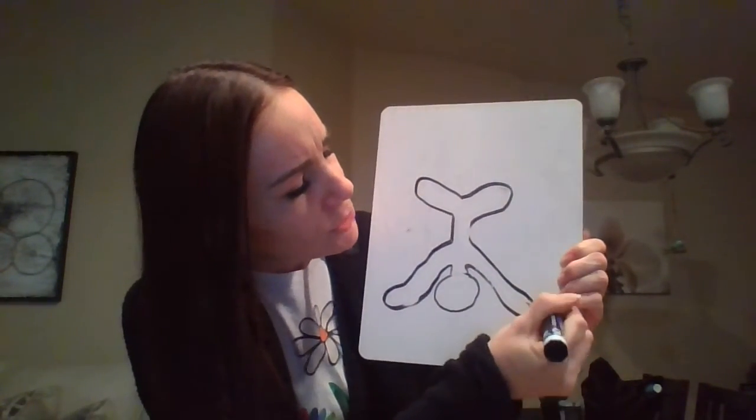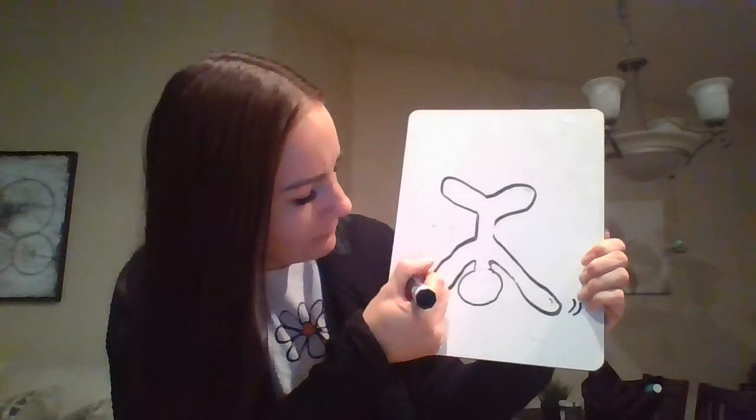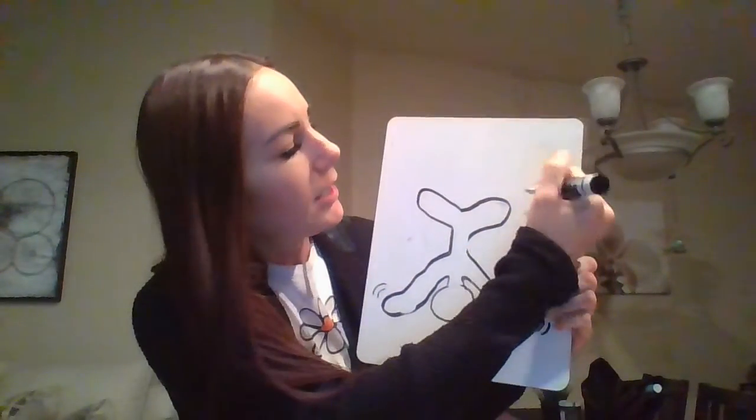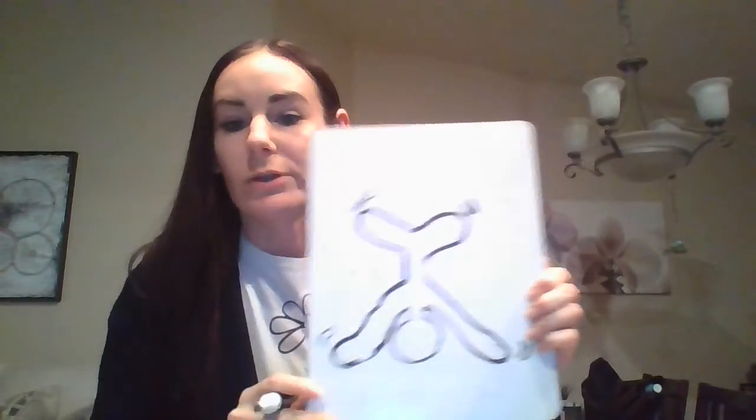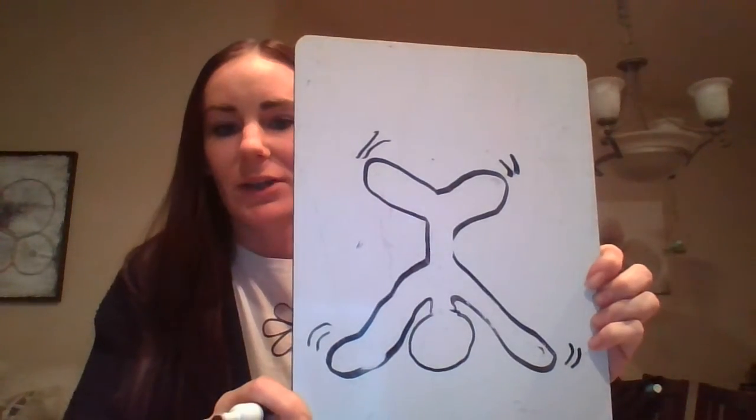And there's my character, but I need the movement line. So the pressure of his hands on doing a handstand. So I'm going to do some lines over here and some lines coming out. So there's my handstand figure.